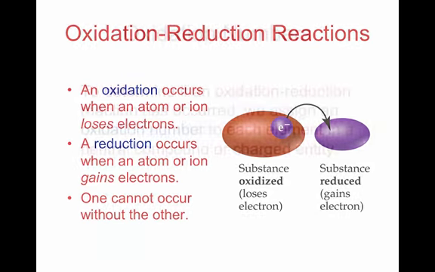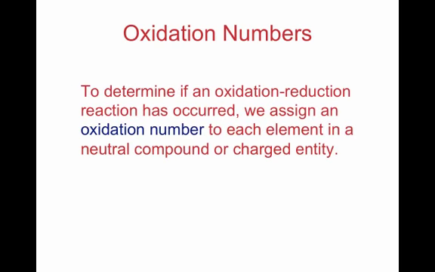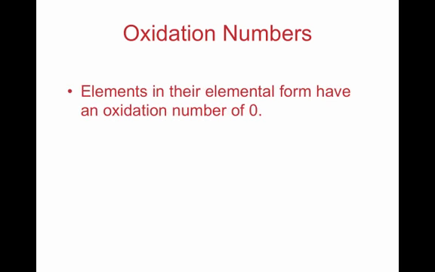Now, in order to understand whether or not an oxidation-reduction reaction, or a redox reaction, has occurred, we must assign oxidation numbers. Assigning oxidation numbers is very similar to assigning charge, with a few modifications. I have a few rules that are going to help you assign oxidation numbers. The first rule is elements in their elemental form, meaning they are by themselves, not bonded to anything, have an oxidation number of 0.